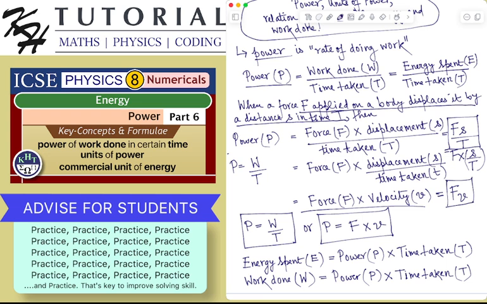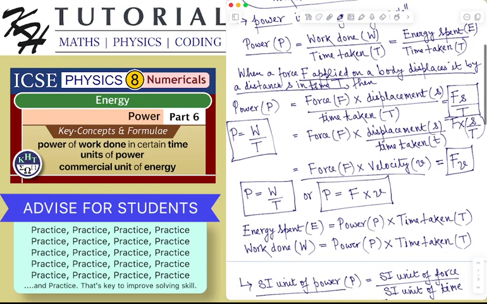So these are the three important variations of the formula of power. P equals W by T, where W is the work done divided by the time taken to do the work. P is equal to Fs divided by T, where F is the force applied, small s is the displacement of the body on which the force was applied, and T is the time taken. And it is F into V, where F is the force applied on a body and V is the velocity attained or acquired by the body due to the application of the force.